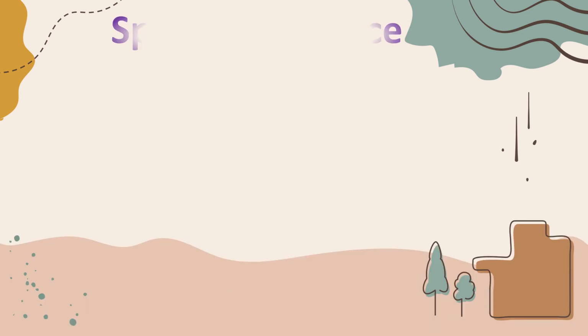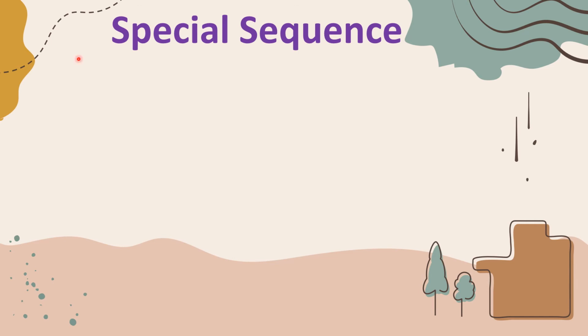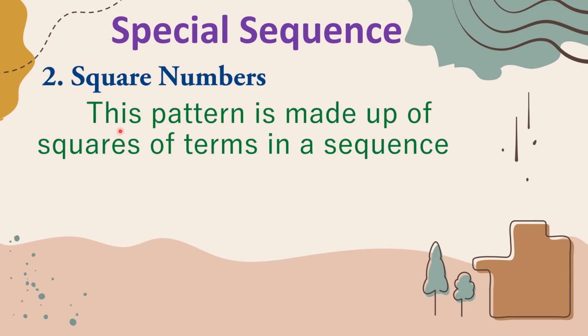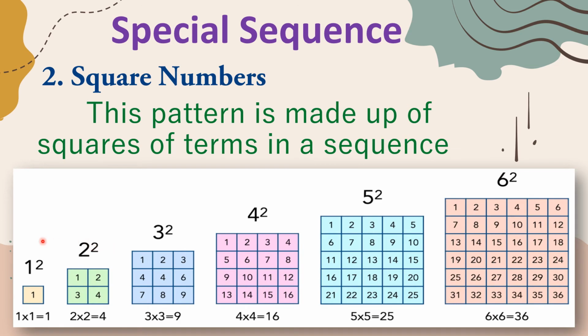Another special sequence, number 2, is square numbers. Square numbers: the pattern is made up of squares of terms in a sequence. 1 squared is 1 times 1, that is 1. And then 2 times 2, or 2 squared.